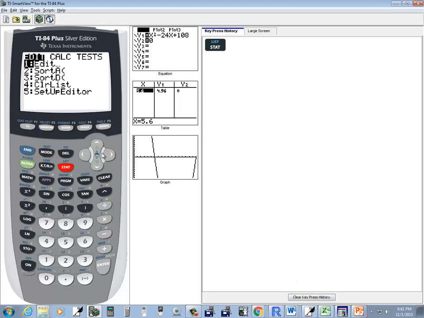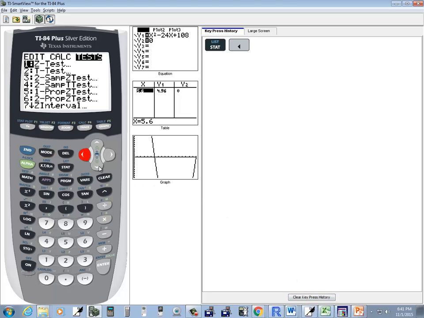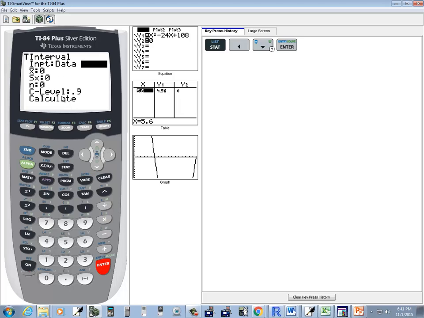Okay, so go to stat, go to tests, t interval is number 8, so you can down arrow to it and press enter on it, or you can simply press the 8. Now it'll ask us for data or stats. If you're given raw data, you want data highlighted. If you're given summary statistics like we are, we want stats highlighted. If yours isn't already highlighted, put your cursor on stats by pressing your right arrow key if it's not already there, and press enter one time.